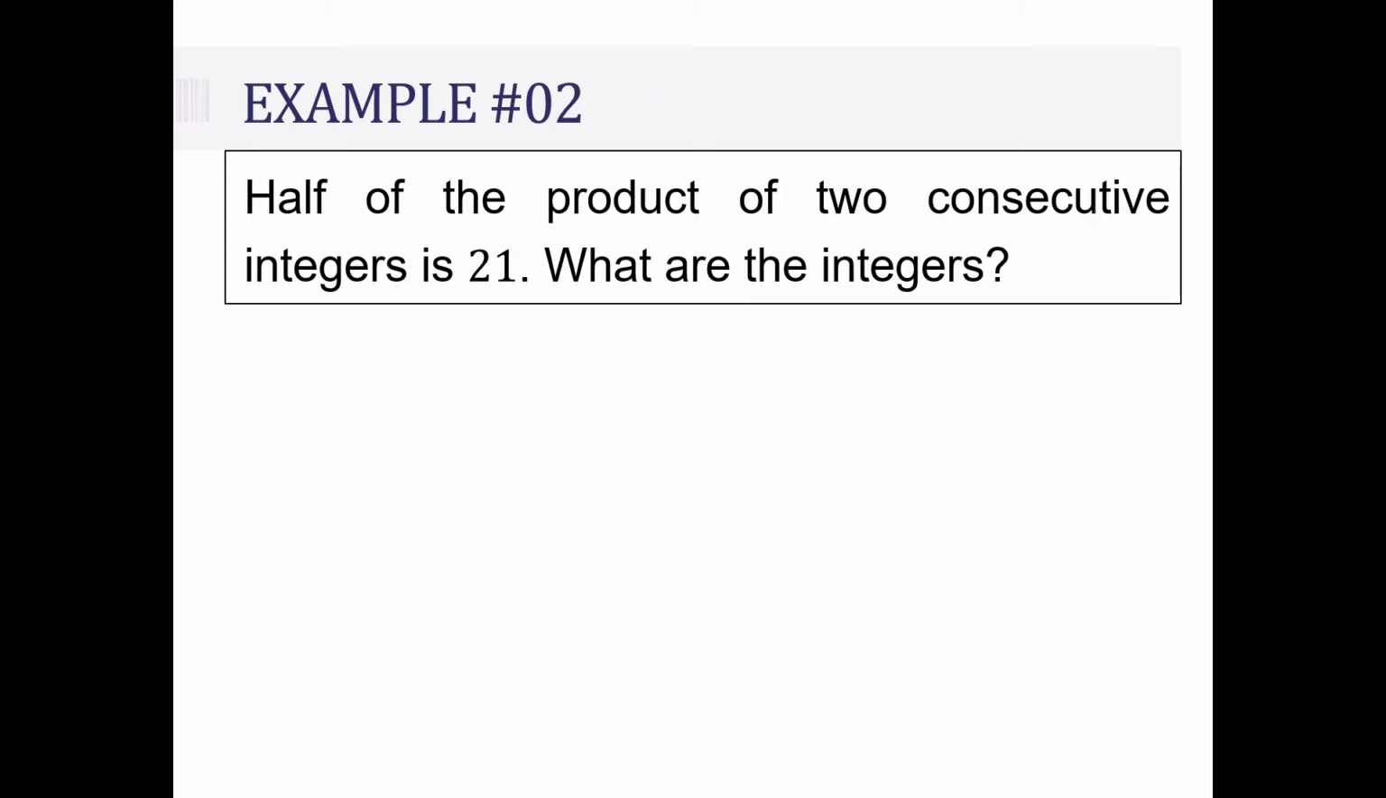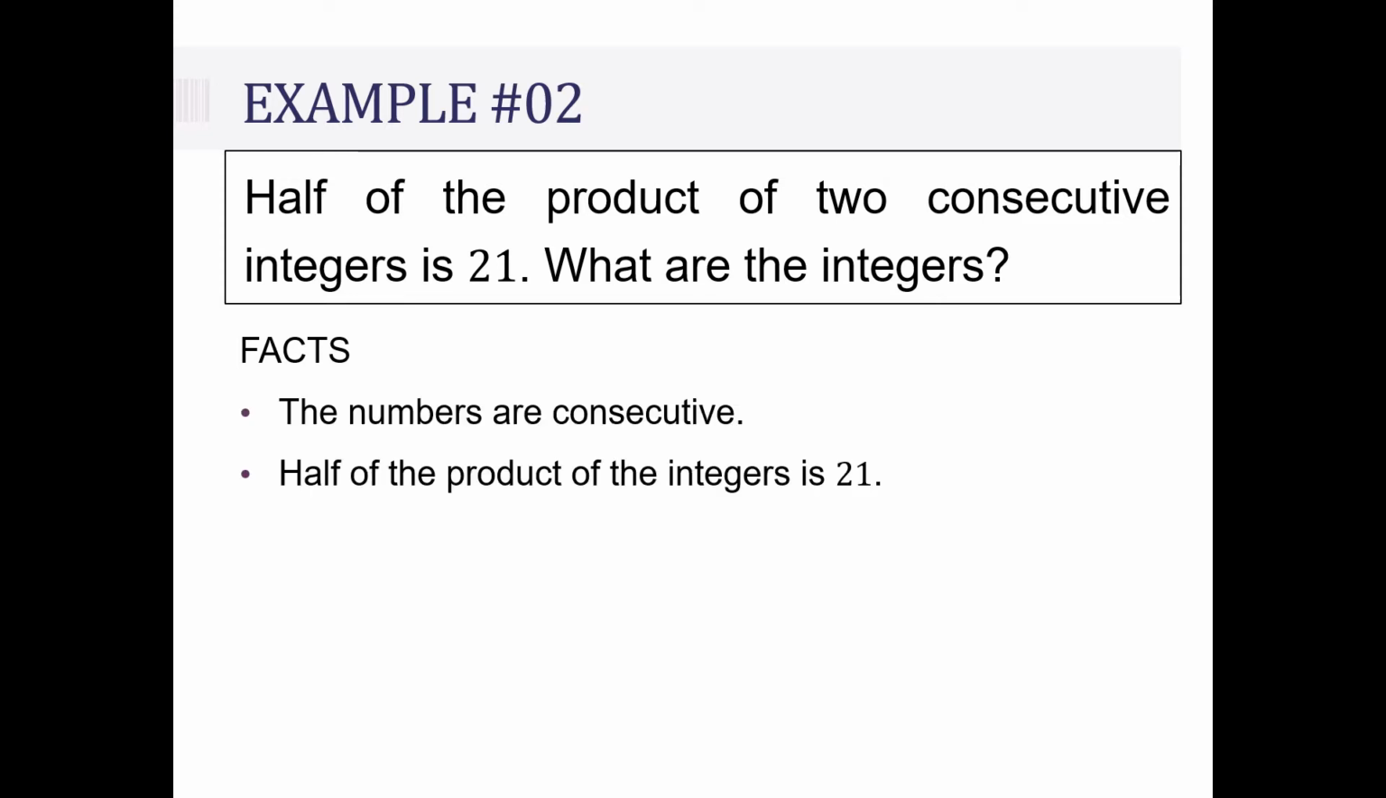Moving on to example number 2, ito naman is about integer problem. So half of the product of two consecutive integers is 21. What are the integers? So first, ano yung mga facts na alam natin? We know that the numbers are consecutive. Ibig sabihin ng consecutive, magkasunod. Okay? And half of the products of the integers is 21. So kalahati nung product, pag pinag-multiply mo sila, dapat 21. Note that integers yung hinahanap dito.